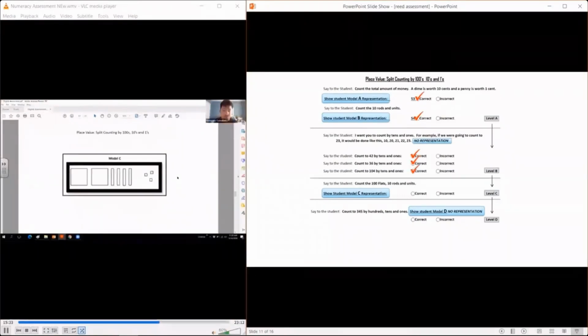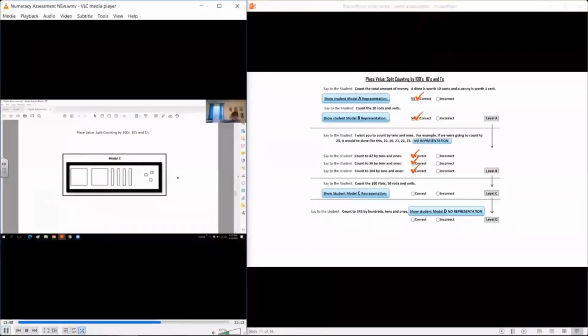Okay, count the hundreds, 100 flats. This is now measuring if they can count hundreds, tens, and ones. The first one was just tens and ones. This one's now hundreds, tens, and ones. 10 rods and units for me. Okay. 243. Good job. All right, Reed.